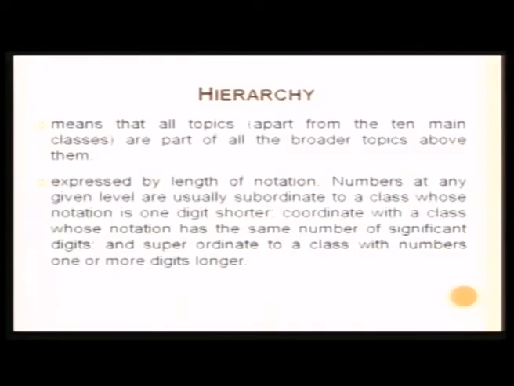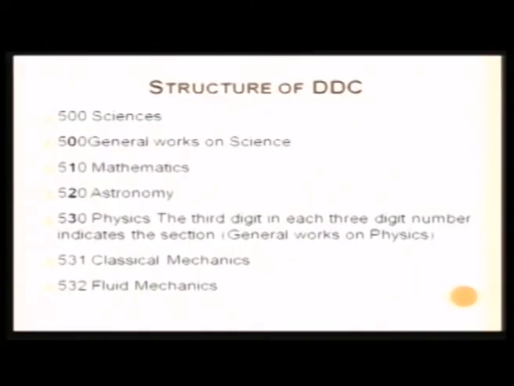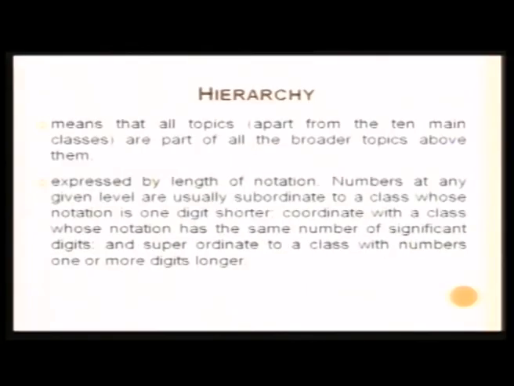Hierarchy. It means that all topics apart from the 10 main classes are part of all broader topics above them. For example, in this slide, as you can see, classical mechanics is a part of physics. Physics is further a part of general works on science. This hierarchy is expressed by length of notation. That means numbers at any given level are usually subordinate to a class whose notation is 1 digit shorter, coordinate with the class whose notation has the same number of significant digits, and superordinate to a class with numbers 1 or more digits longer.